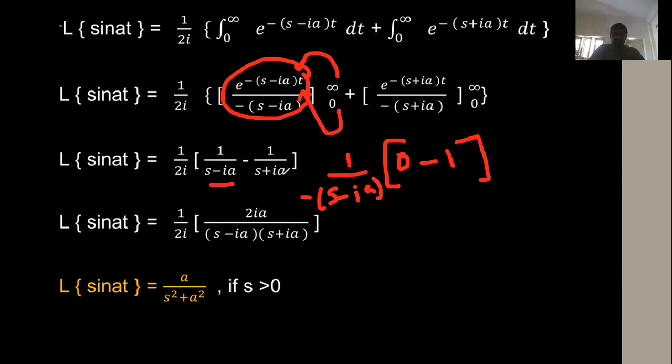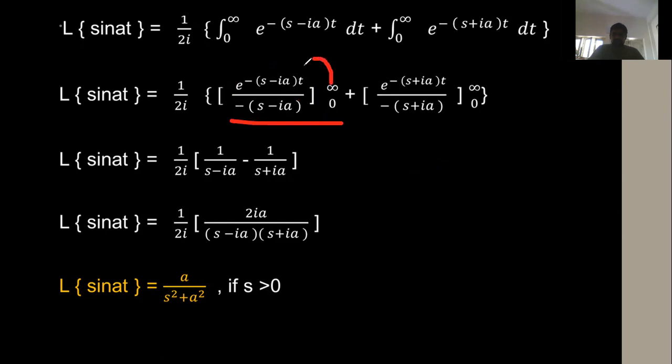Okay, after evaluating by applying the upper limit in t and also the lower limit in t, you will get 1 by s minus ia. And similarly for the second term, by putting the upper limit and the lower limit, you will get this term as 1 by s plus ia. Okay, so this is the simplification of this first term, and this is the simplification of this second term after applying the limits. So take the LCM of this.